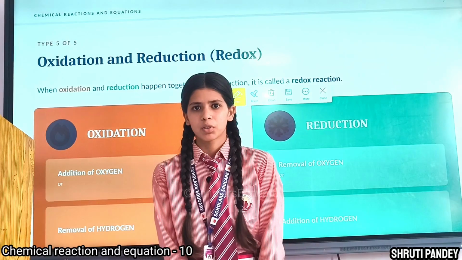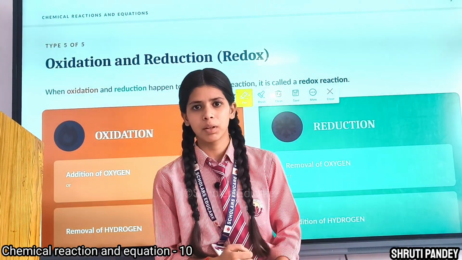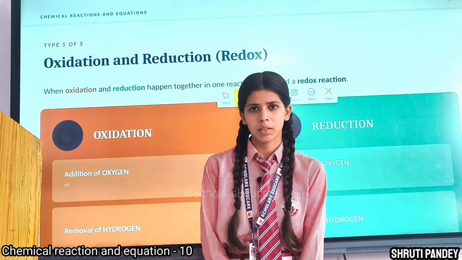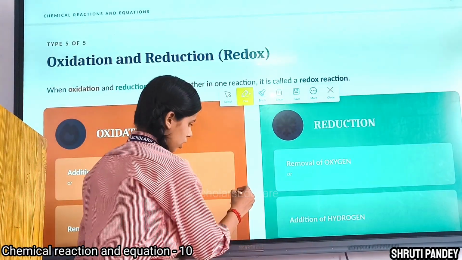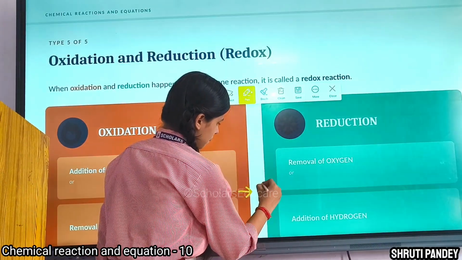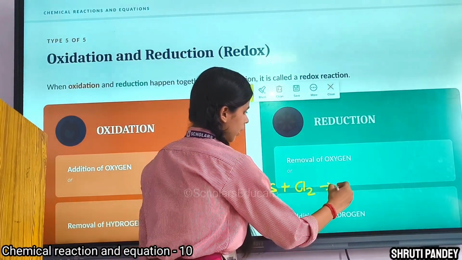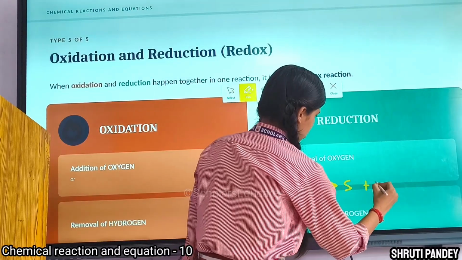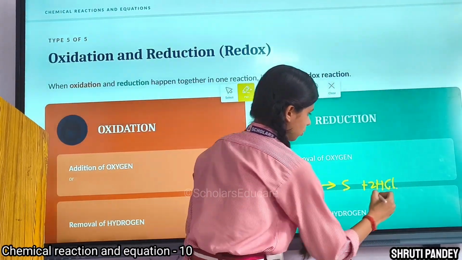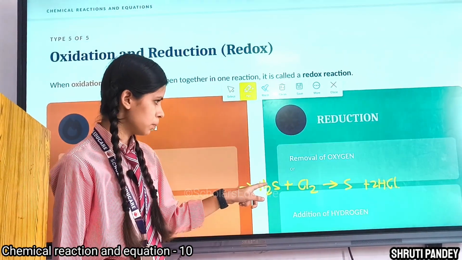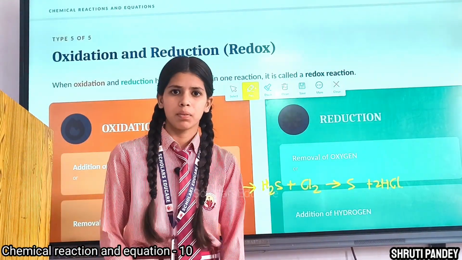reduction reaction. So the reaction in which hydrogen is being added or oxygen is being removed is called reduction reaction. In this type of reaction, electrons are gained. Let's understand the example of reduction reaction. H2S plus chlorine react and form sulfur plus hydrochloric acid. In this reaction, hydrogen is being added to chlorine.